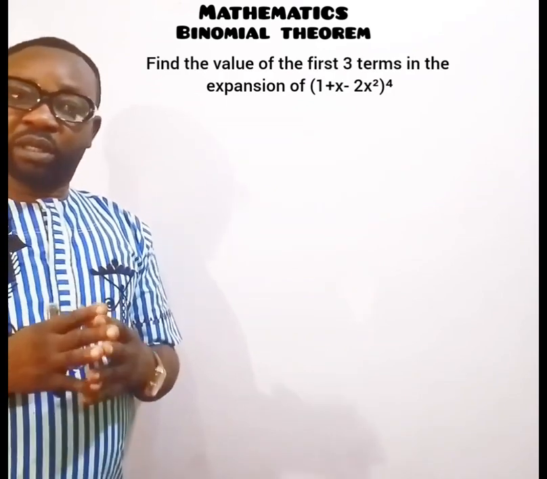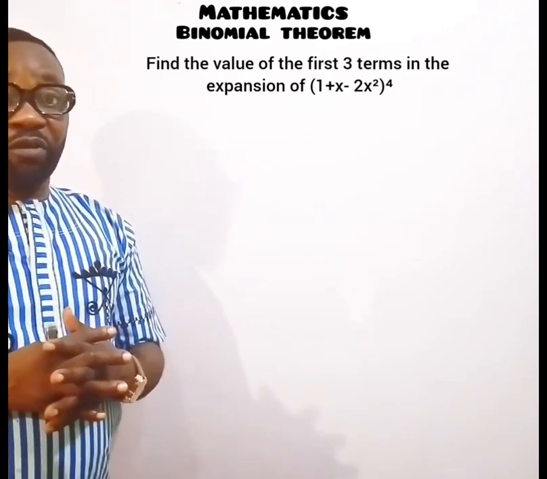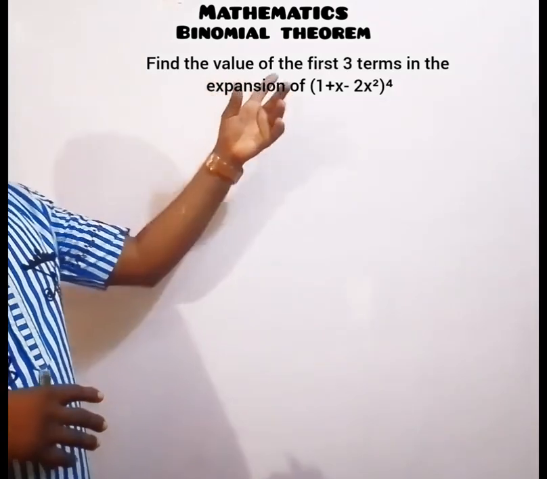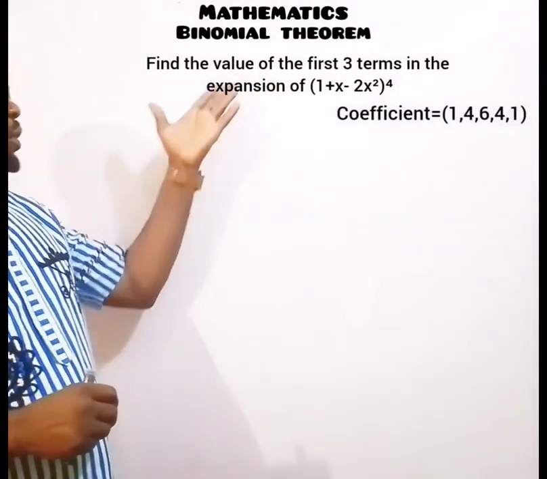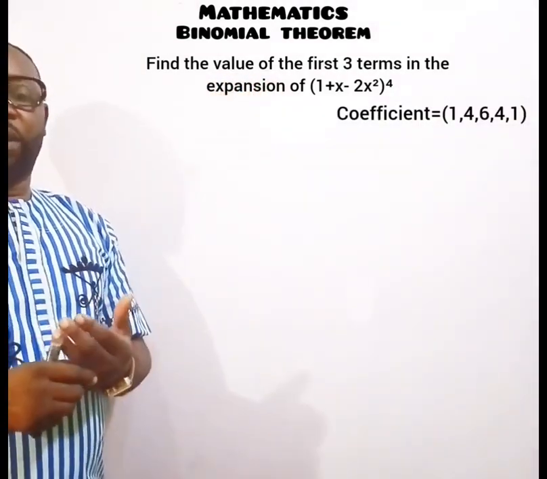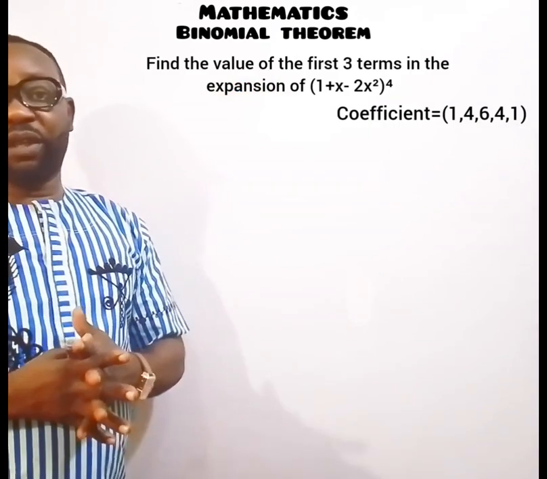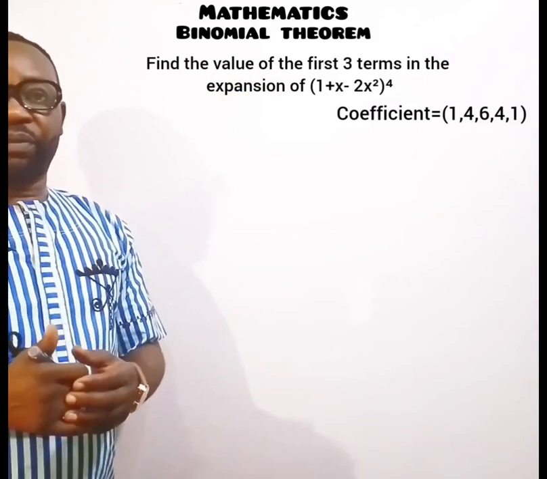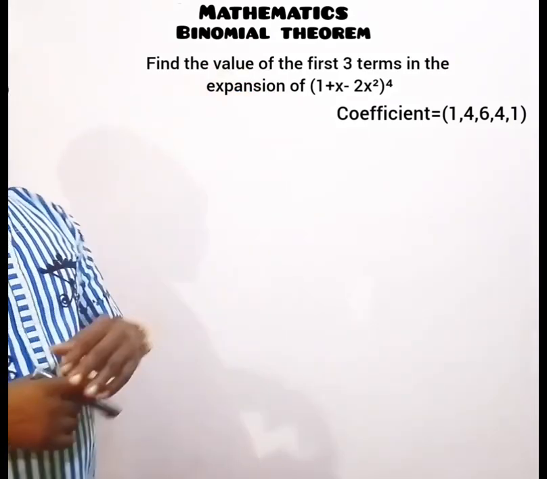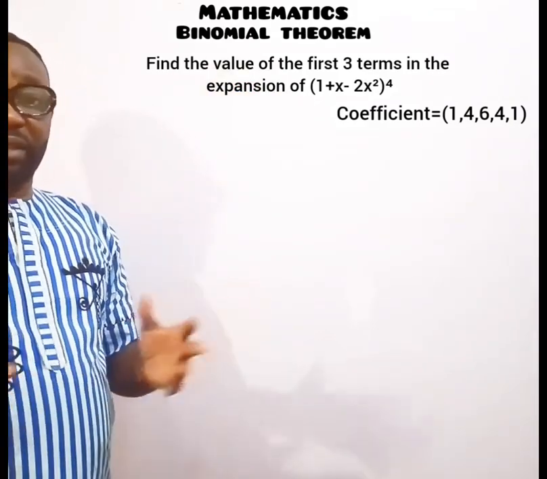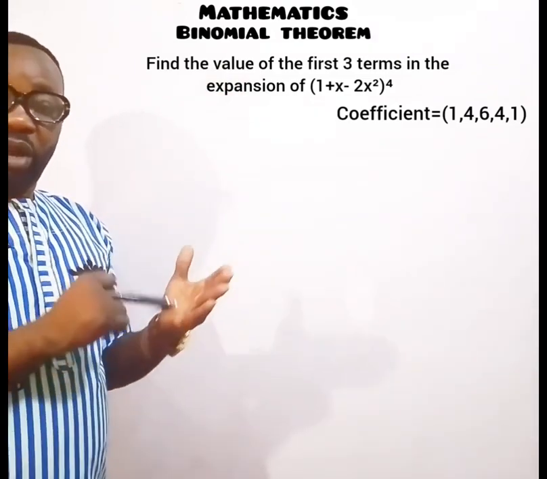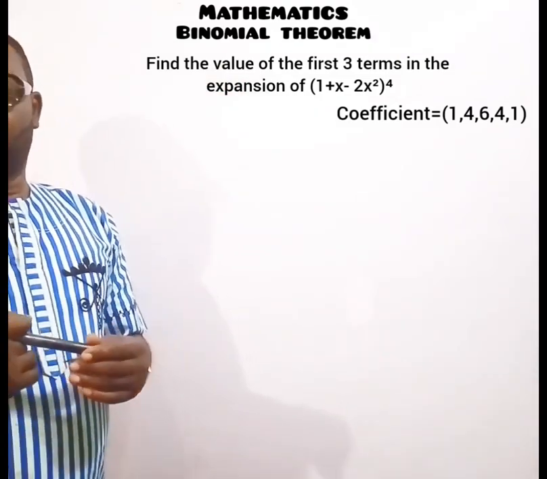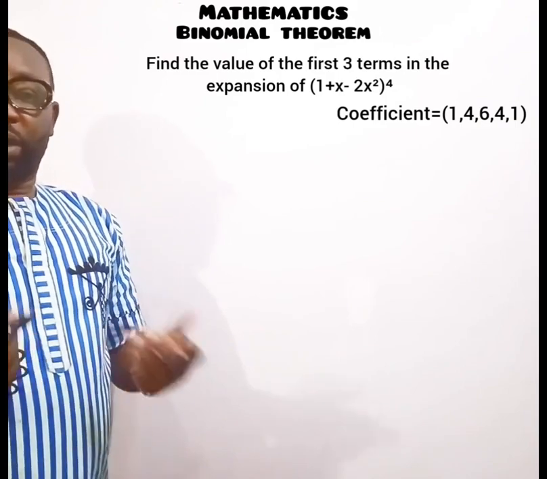Firstly, what is the coefficient of the power of 4? The coefficient will be given as 1, 4, 6, 4, and 1. Now, after I've gotten the coefficient, let's start with our expansion proper. But these terms, if you look at it very well, you discover that we are having 3 terms there: 1, x, and 2x raised to the power of 2. So let's reduce it to 2 terms.